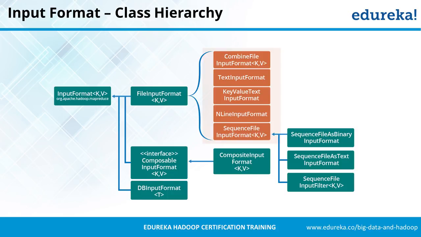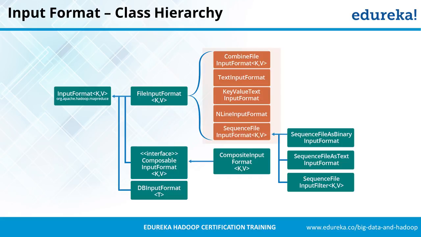First, we'll go through the input format. Now we have an input format which is a superclass present in the package org.apache.hadoop.mapreduce. We have 3 different types of input formats within input format, that is the superclass. We have file input format, we have composable input format, and then finally we have DB input format. File input format is the most commonly used input format, which has a list of input formats under it. That is like combined file input format, text input format, key value text input format, n-line input format, sequence file input format.